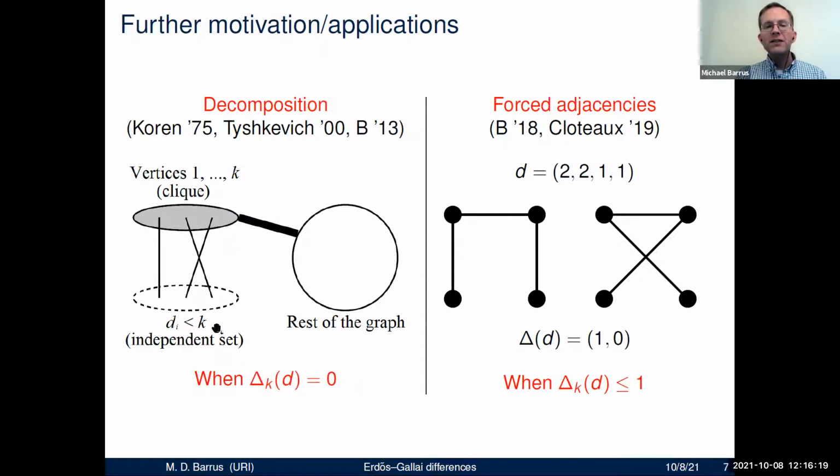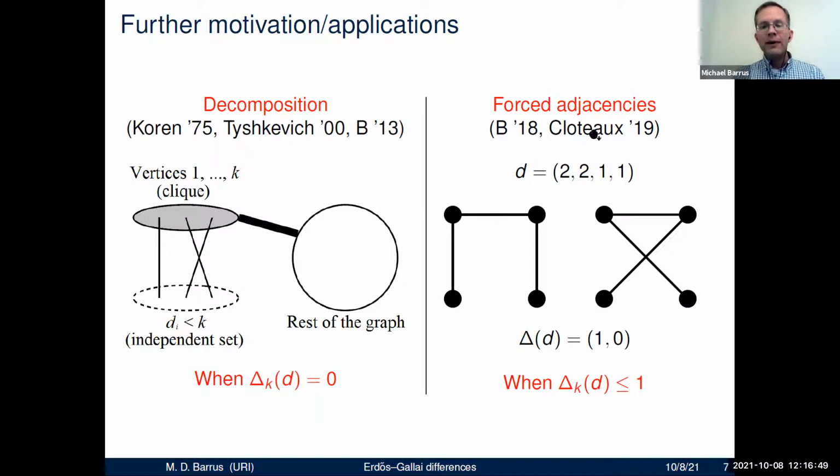And any vertex, well, all of the vertices whose degrees are strictly less than k, they're forced to form an independent set. And then any other vertex in the graph is forced to be adjacent to all of the vertices of the clique and to none of the vertices in the independent set. And this happens not just in split graphs, this is an arbitrary graph kind of statement. It happens when your Erdős-Gallai difference is equal to 0 somewhere in that list.